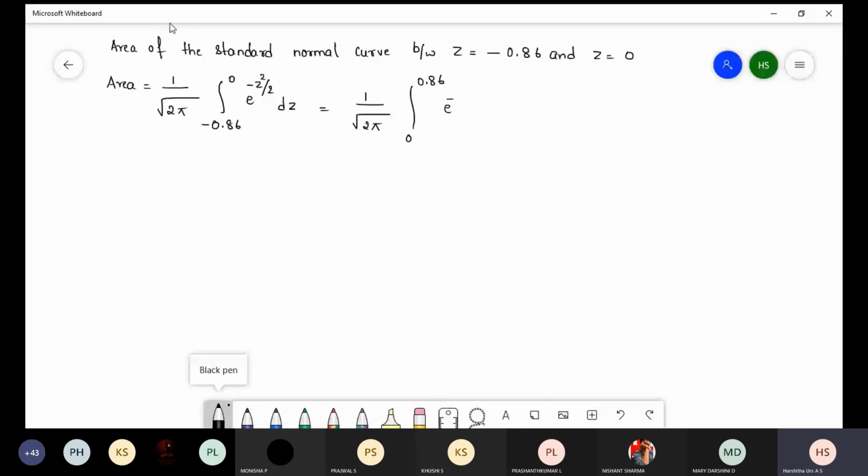Here you can write by symmetric property, phi of 0.86. Phi of 0.86 is equal to, here we have to see 0.8 plus 0.06.